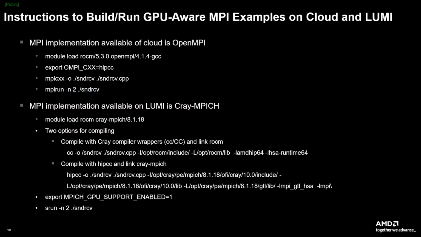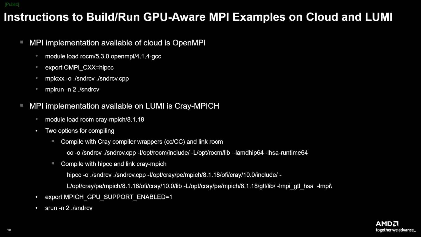In this slide, I'm showing the instructions to build and run a GPU-aware MPI example on Cloud and LUMI. On Cloud, we have an OpenMPI module available. So you need to load the OpenMPI module, and also you need to load ROCm. And then we need to set the wrapper for OpenMPI. We do that by exporting OMPI_CXX to hipcc. And then we can compile the code with mpicxx, and we can run the code with mpirun.